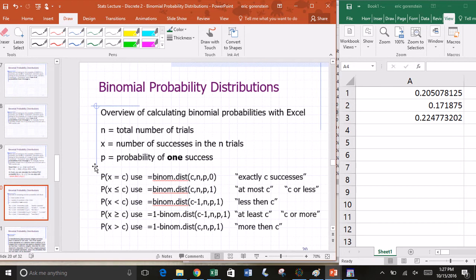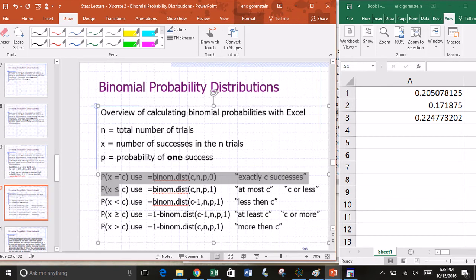So if you want one specific x value, you won't use the cumulative function, exactly x. But if you want a range of values, you would apply the cumulative function. So less than or equal to c means everything from 0 up to c. Strictly less than c, you want everything from 0 up to 1 less than c. Greater than, that means to the right. So in both of these cases, you would use the complement of the cumulative binomial function.